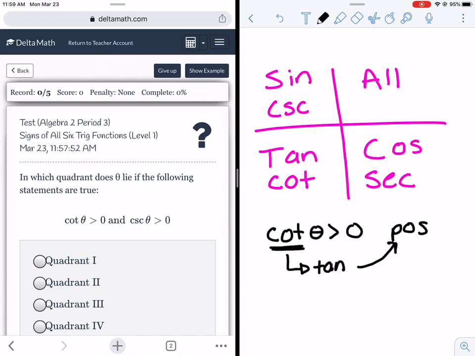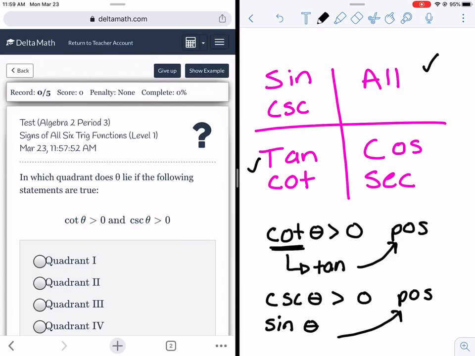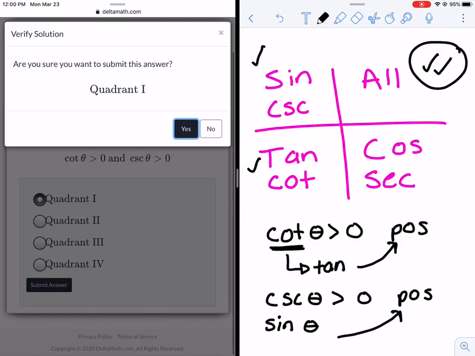So I know that this is true here, and it's also true here. They also tell me that cosecant of theta is greater than 0, meaning it's positive. Cosecant goes with sine, so they're telling me that sine is greater than 0, or positive. So where is sine positive? Sine is positive here and here, which means cosecant is positive in those two quadrants. Where do both of these prove to be true? That would be quadrant 1. Then I will submit my answer.